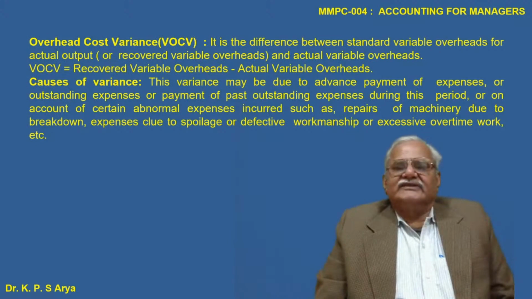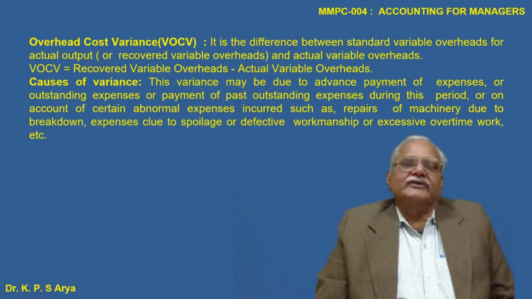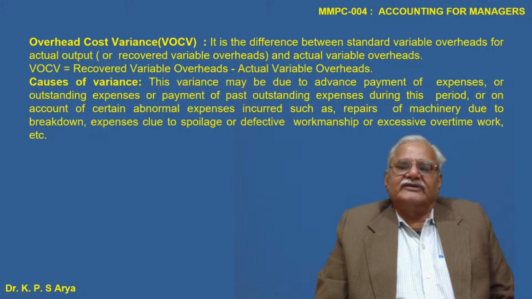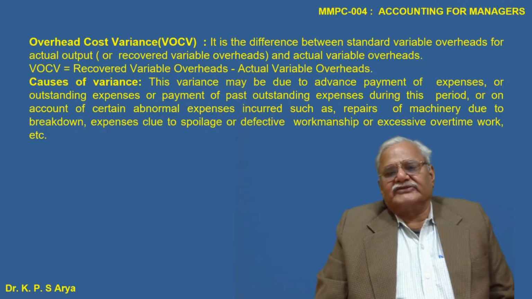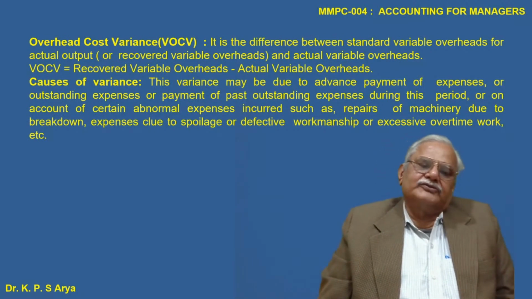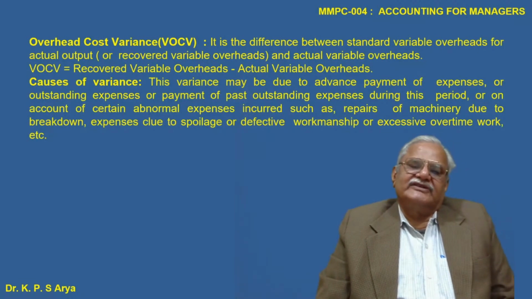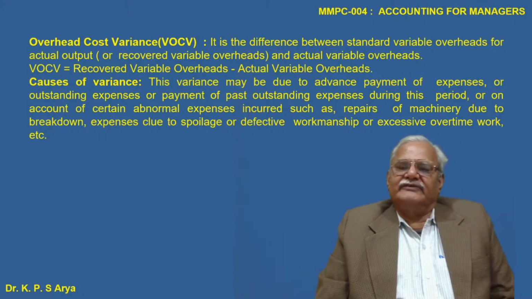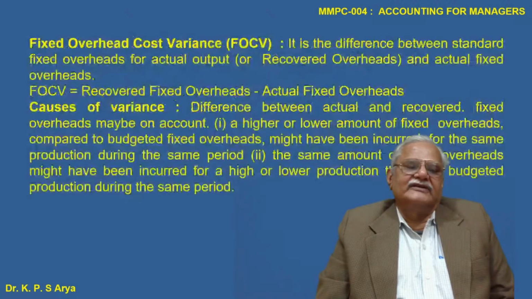Variable overhead cost variance is the difference between the standard variable overhead for actual output, recovered variable overhead, and the actual variable overheads. VOCV is equal to recovered variable overhead minus actual variable overheads. Causes of variance: this variance may be due to advance payment of expenses or outstanding expenses, or payment of past outstanding expenses during the period, or on account of certain abnormal expenses incurred such as repairs of machinery due to breakdown, expenses due to spoilage or defective workmanship, and excessive overtime work.